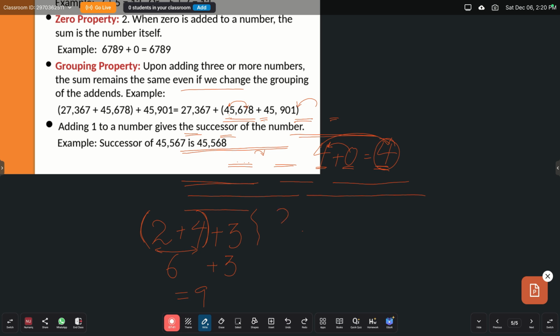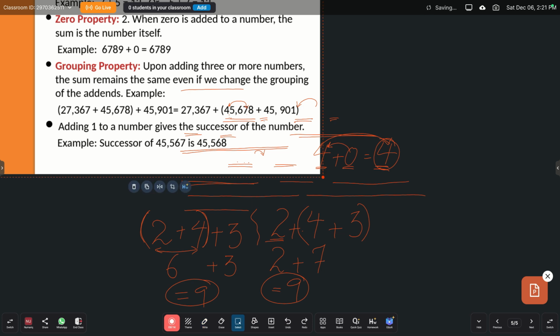Now, in another case, I will again take these 3 numbers. But now, I will group the last 2 numbers. I will keep the first number as it is. So, I will write 2 and I will add 4 and 3. What is 4 and 3 equal? It's equal to 7. So what is the answer now? It is 9. In both the cases, the answer is same. There is no change in the answer.